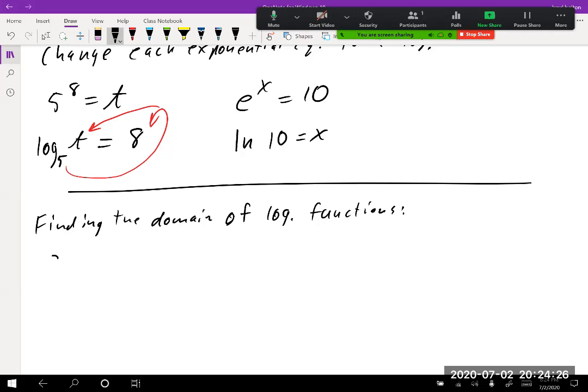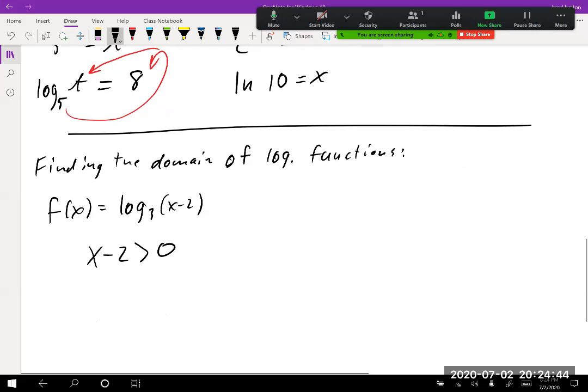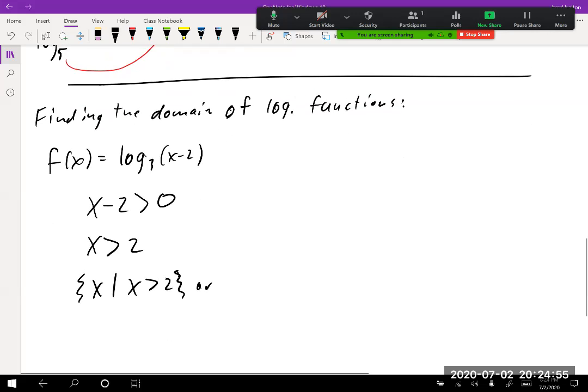Okay, so suppose that I give you f of x is equal to log base 3 of x minus 2, okay? So remember I told you that the argument of a logarithm must always be positive, and it can't be 0 either. So I'm going to say x minus 2 is greater than 0, and then I'm going to say x is greater than 2. So that means that I have x such that x is greater than 2, or we could use interval notation, which would be 2 to infinity. Depending on how it's asked, both of these would then be correct.